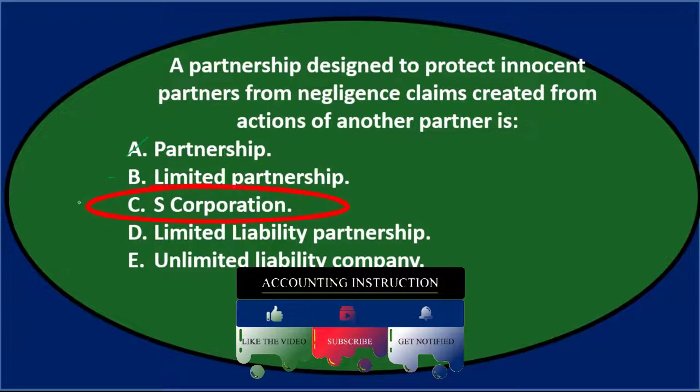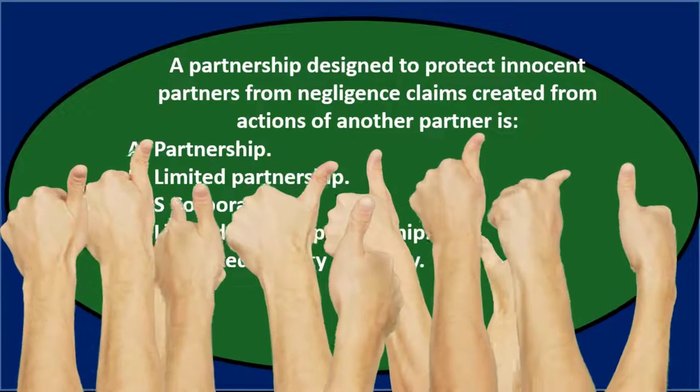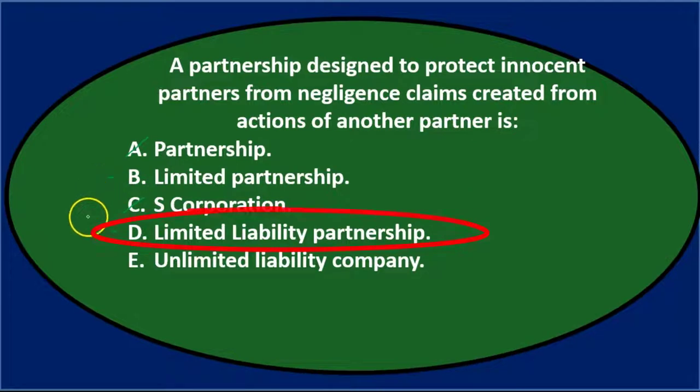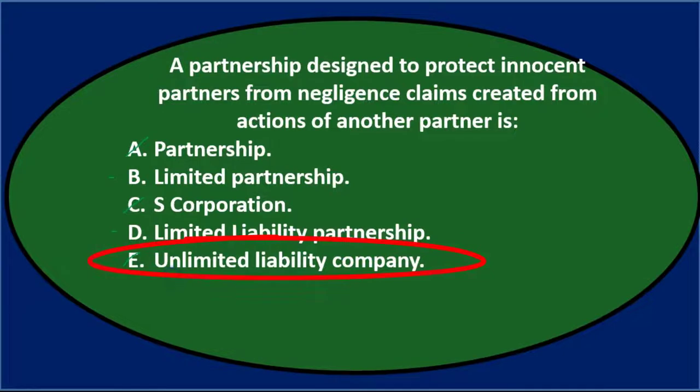C says an S corporation, and that's not a partnership. It's similar in that it's a flow-through entity, but not a partnership, so I'm going to say that's not the one. And D says limited liability partnership, and that sounds pretty good because that's going to be another one of those hybrids, so it looks like it's between B and D at the moment. And then E says unlimited liability company, which is kind of a funny term because you don't want an unlimited liability company. You want a limited liability company, so it would be kind of counterproductive to make an unlimited liability company. So that seems not correct. So we're going to go between B and D.